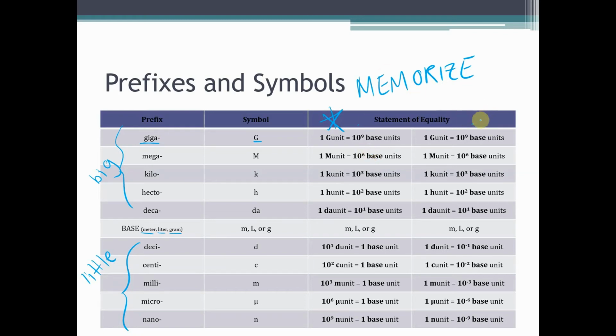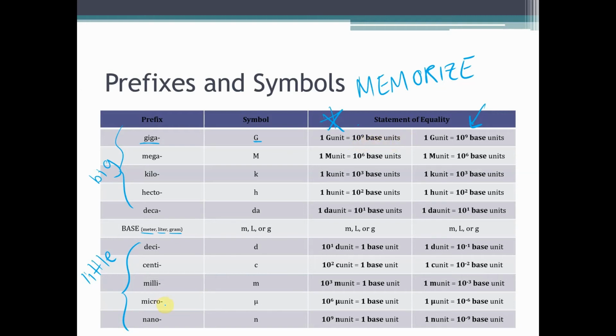If you are looking at this column on the right-hand side and saying, I don't know, Ms. Childs, I think this one looks better, that's great. They are going to get you to the exact same place as long as you're using them correctly. Just be aware, I'm going to be using the left-hand side in my examples. So you need to know that giga has the symbol big G, and you need to know that 1 giga unit is equal to 10 to the 9th base units.